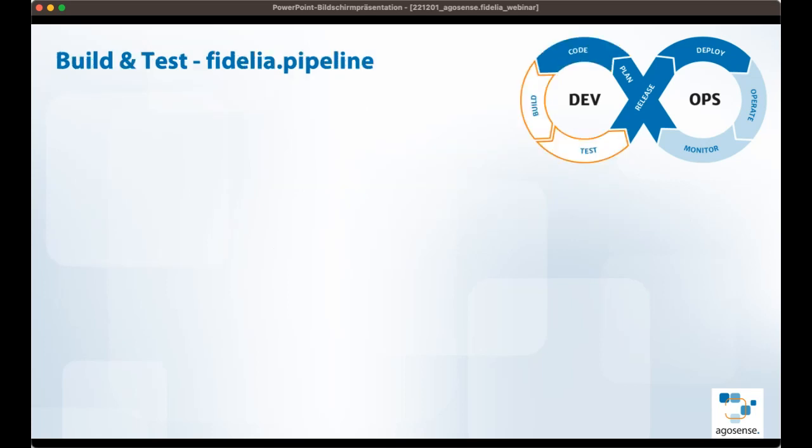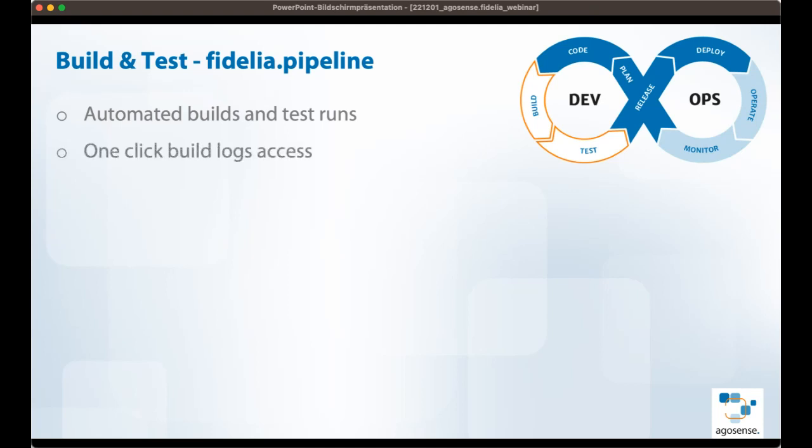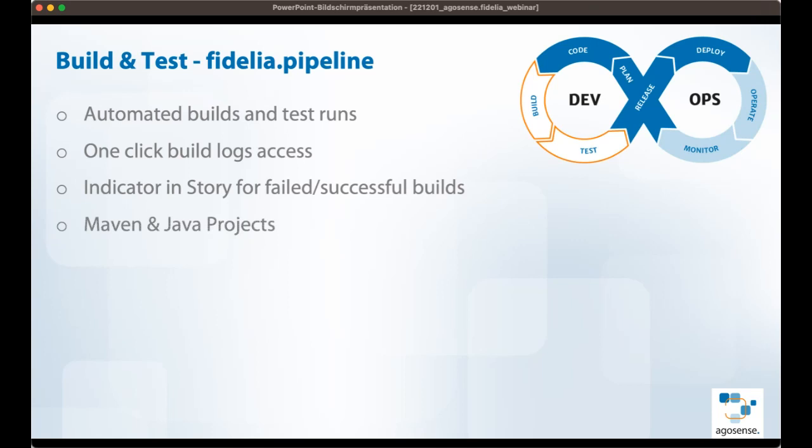And from the build and test perspective, called Fidelia Pipeline, we have a component for CI/CD with automated builds and test runs, where you have one-click access to your build logs. And of course, we will give you indicators in the user stories if builds have been run successful or not. So this is also very important, because you maybe start a build, leave the screen, go to the next, and then you can have all the information within your main planning screen here.